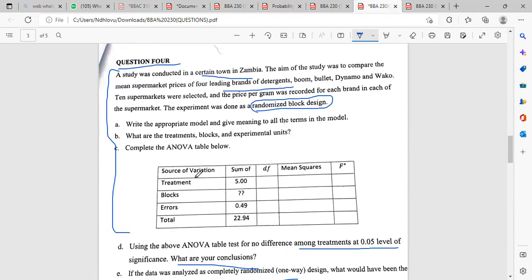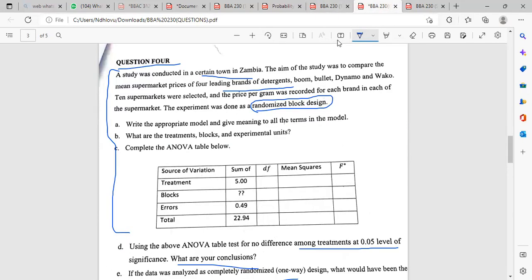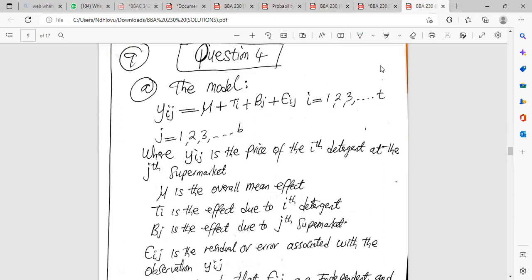All right, so now let us get down quickly to the solution here on question number 4. So here we have the treatments, the sum, and the blocks, meaning this is a two-way ANOVA. We have the source of variation, sum of squares, degrees of freedom, mean square, and F calculated. So these are the 5 standard columns.